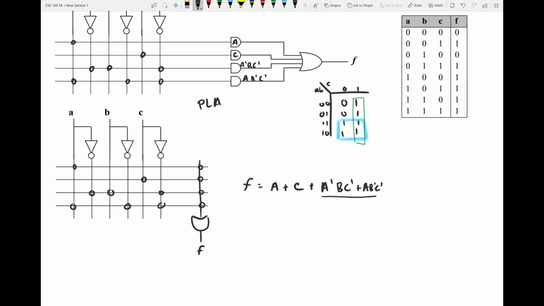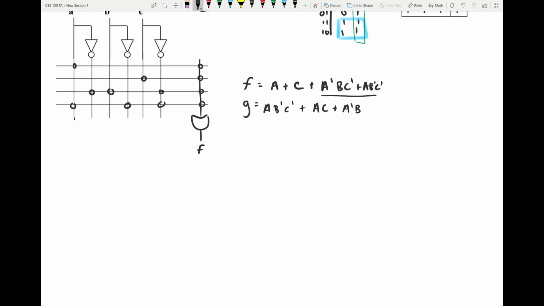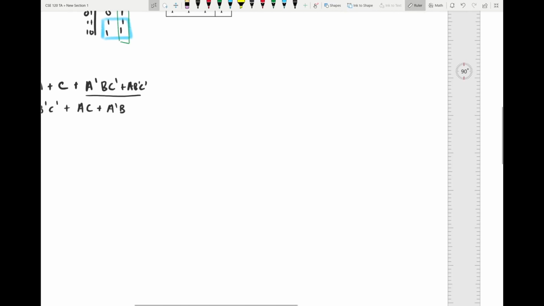Now again, for the sake of argument, say we have a G. We have our output G, and that's going to be A, B naught, C naught, plus AC plus A naught B. Okay, so now we have another output, but the PLA makes it easy because realistically we could just add on more. I'll use the ruler here.